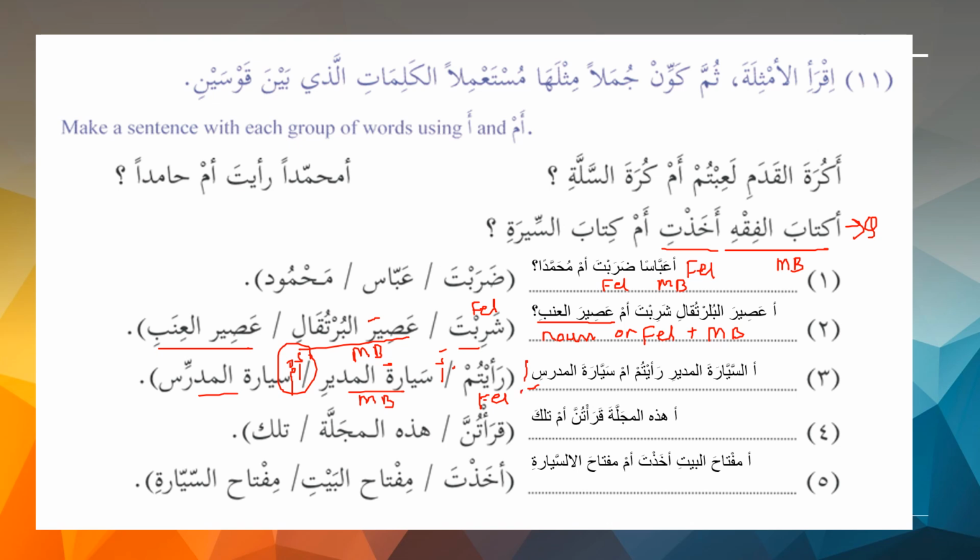قرأتن هذه المجلة, because this is our maf'ul bihi, tilka. So your question is هذه المجلة قرأتن tilka. أخذت, it's the fail, مفعول به مفتاح البيت or مفتاح السيارة. So this is the second مفعول به, it will come after the am. So مفتاح البيت أخذت أم مفتاح السيارة. So this is our question.